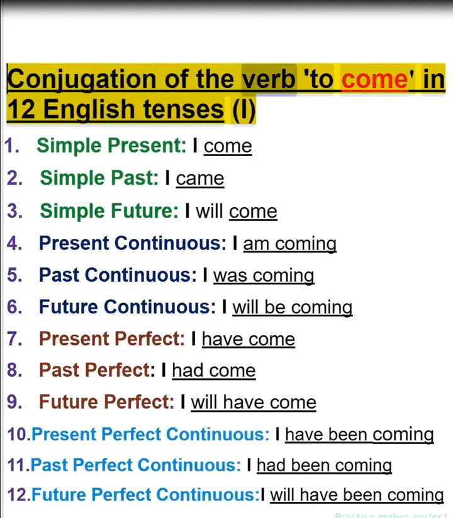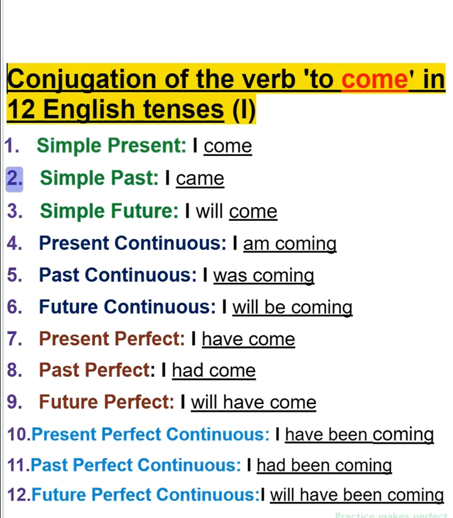Conjugation of the verb to come in 12 English tenses. 1. Simple present, I come. 2. Simple past, I came. 3. Simple future, I will come.